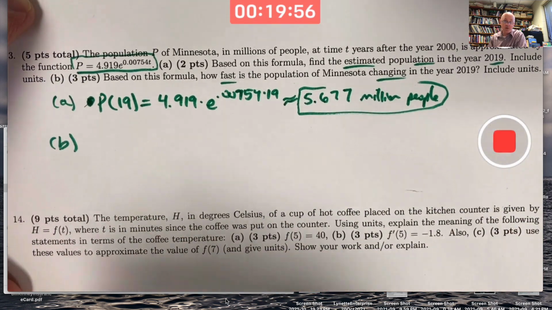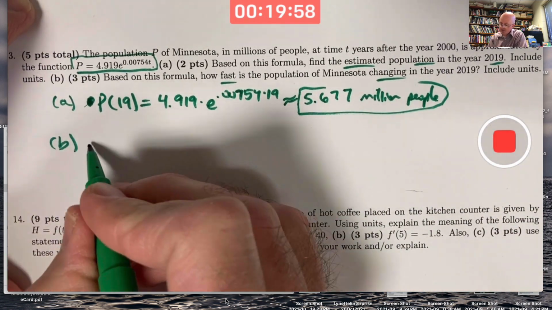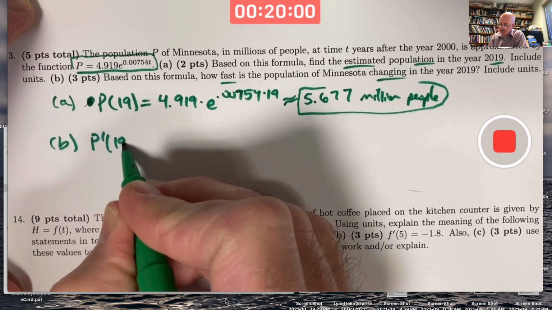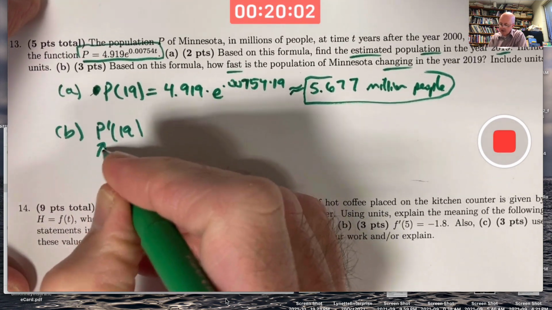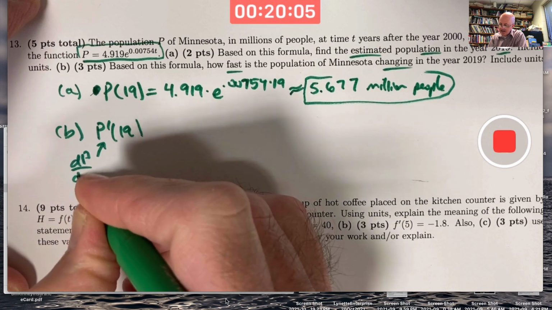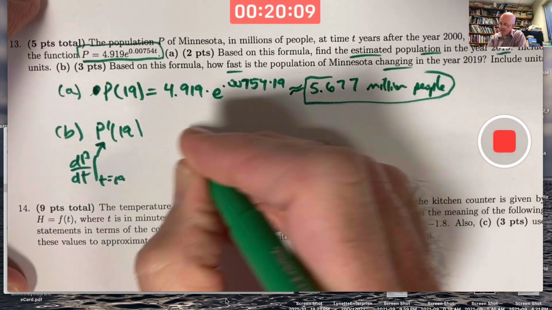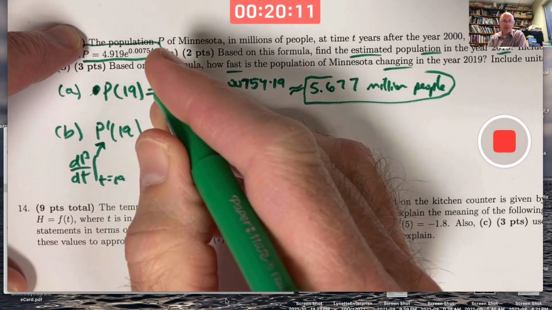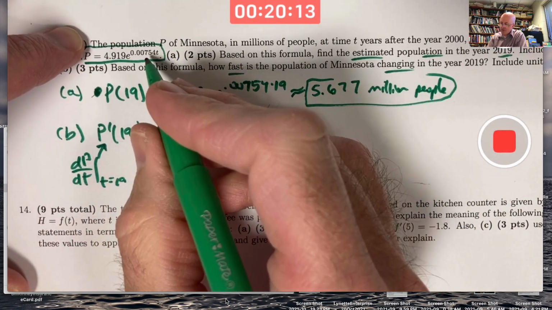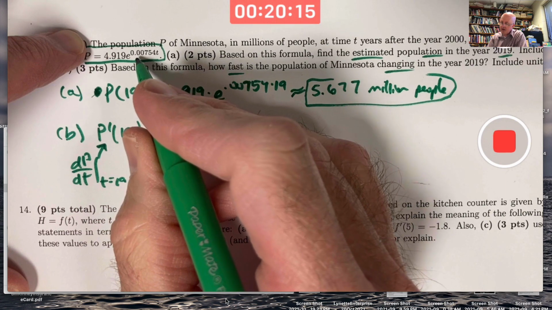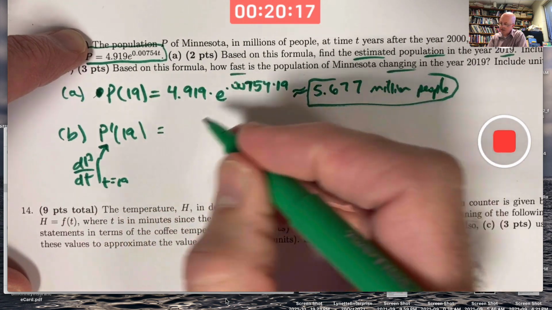Part B, how fast is it changing? In other words, what's the rate of change? What's the derivative? What's P prime of 19? Or I could also write this with Leibniz notation as dP/dt evaluated at t equals 19 would be an alternative way to write that. Well, I need to take the derivative of this before I plug in 19. I need to think of this as the inside function with a t there.